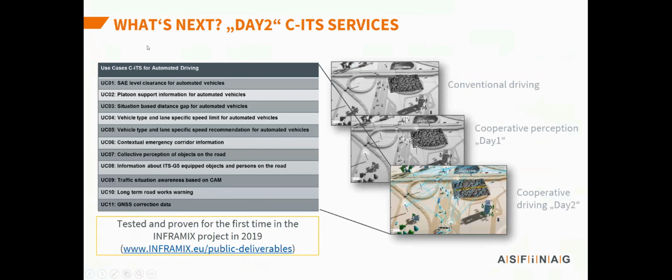Okay, so what's next? Day 2, CITS services. I just copied you the list here and will not go through them in detail, but you can find something like platooning support, so for heavy goods vehicles, collective perception. This is more or less what I was talking before, just that the sensors give you the traffic situation in real time, and extend the electronic horizon, and something like GNSS correction data. And here we get to the Esrium project, because GNSS correction data is something that's very important in the Esrium project. One of the key factors, one of the use cases actually.